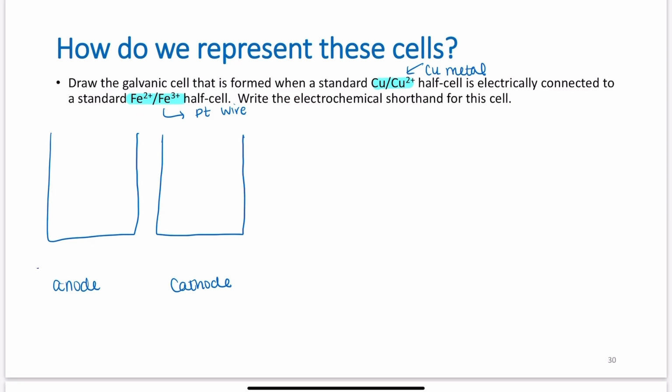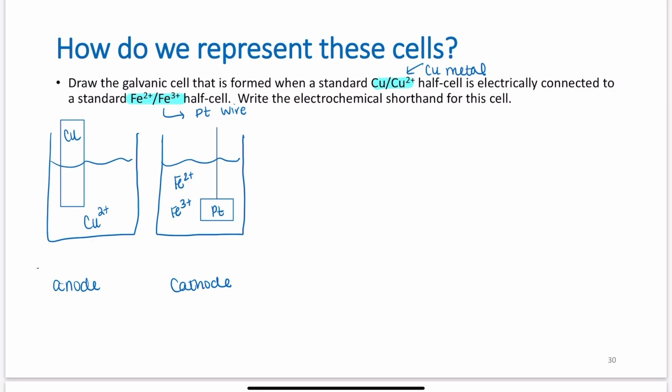I have not yet taught you how to identify which one is going to go on which side. So I'm going to have to tell you right now, just to trust me, but the copper is going to go on my anode side, and on the cathode is going to be my platinum wire. So this is my copper, this is my platinum, and that means in solution, I have copper 2 plus, I have iron 2 plus, and I have iron 3 plus.